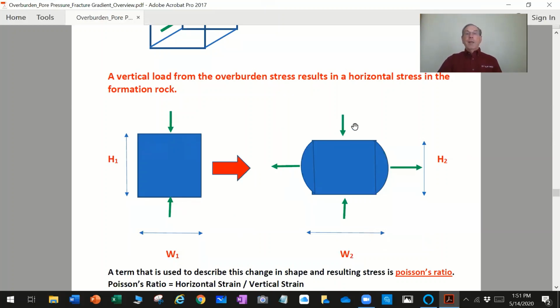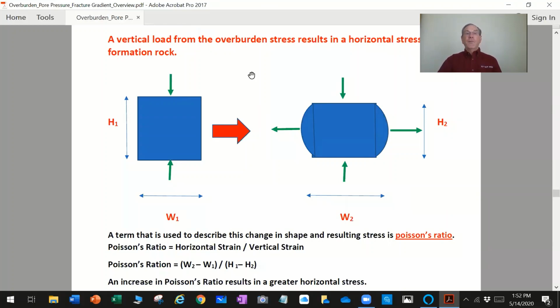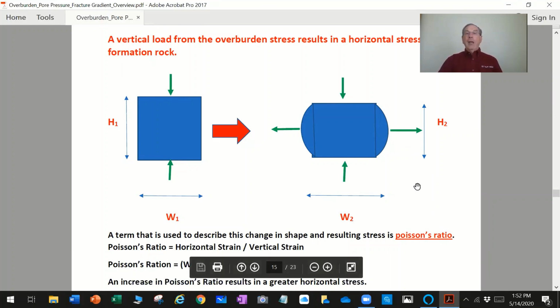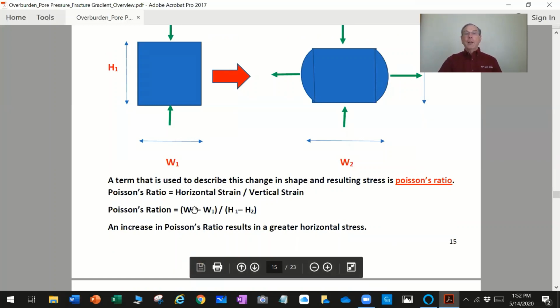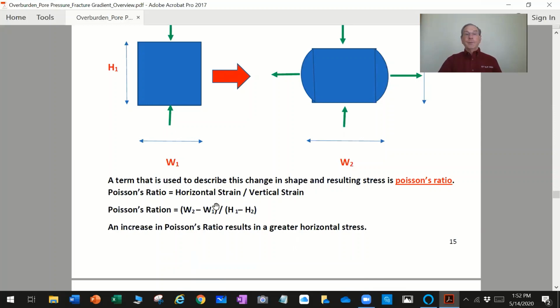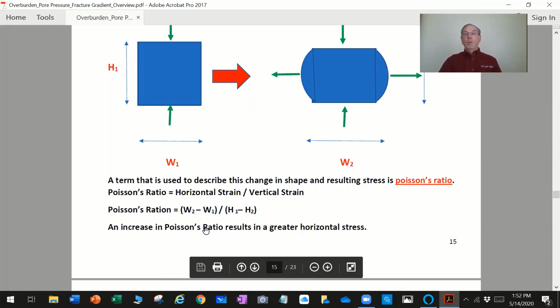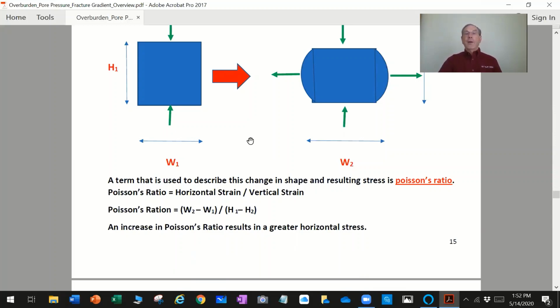The term for this change that takes place from the vertical load, causing it to get wider and shorter, is Poisson's ratio. Poisson's ratio is the change in the strain in the width divided by the change in the strain in the height. You see it listed here. That's just a principle of materials. So an increase in Poisson's ratio results in a greater horizontal stress. If we have a higher Poisson's ratio material, that means it's going to have a tendency to get wider and induce a stress of one block pushing against another block. So if I've got a block of rock here, that block is against another block right beside it, and they're going to be pushing against each other, inducing a horizontal stress.